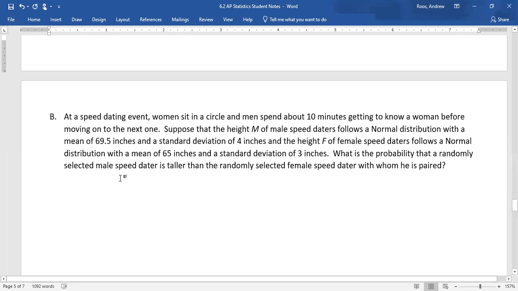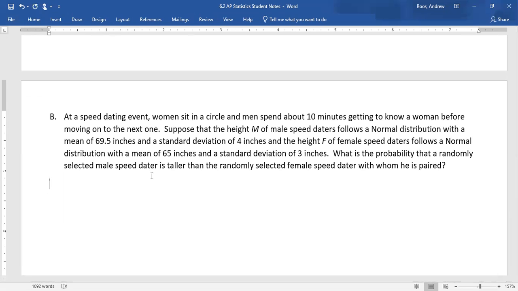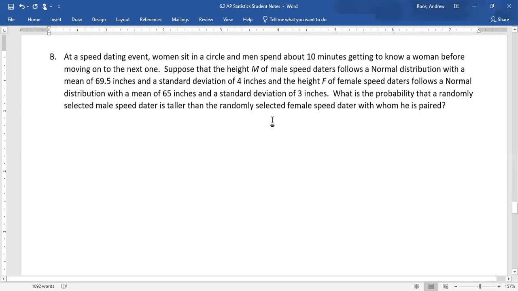Okay, at a speed dating event, women sit in a circle and men spend about 10 minutes getting to know a woman before moving on to the next one. So suppose that the height M of male speed daters follows a normal distribution with a mean of 69.5 inches and standard deviation of 4 inches. And the height F of female speed daters follows a normal distribution with mean 65 inches and standard deviation of 3 inches. What is the probability that a randomly selected male speed dater is taller than a randomly selected female speed dater with whom he is paired?